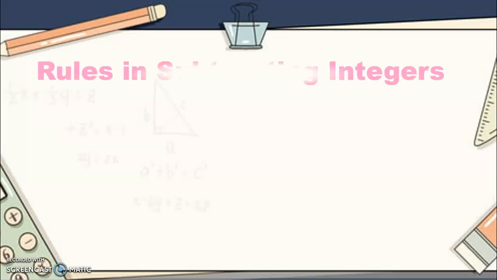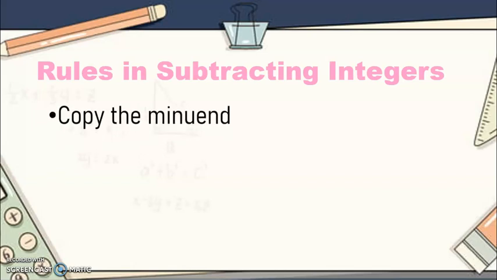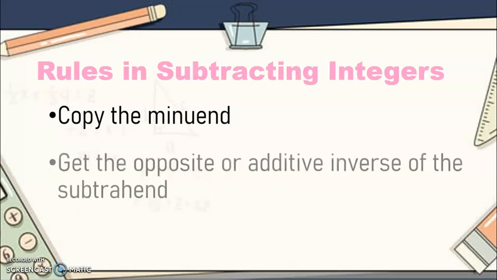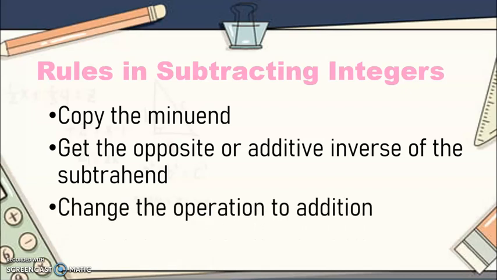Okay, so let's have first the rules in subtracting integers. There are only 3 rules in subtracting integers. First, we simply copy the minuend. Second, get the opposite or additive inverse of the subtrahend. And third, change the operation to addition. Okay, so three lang ka rules ang atin i-follow.